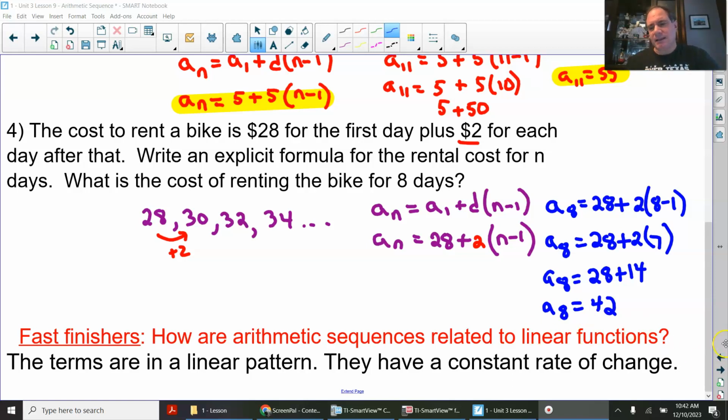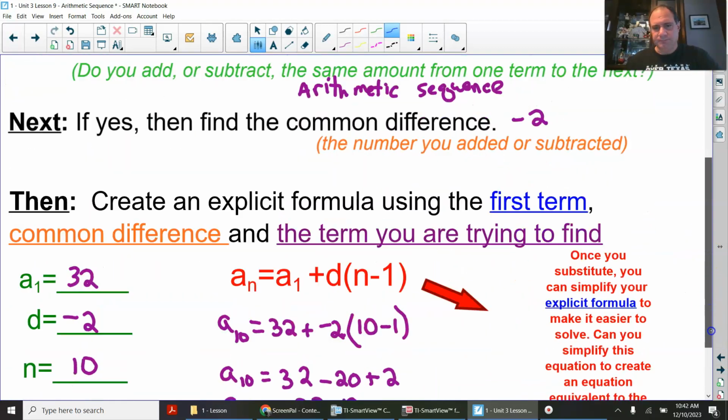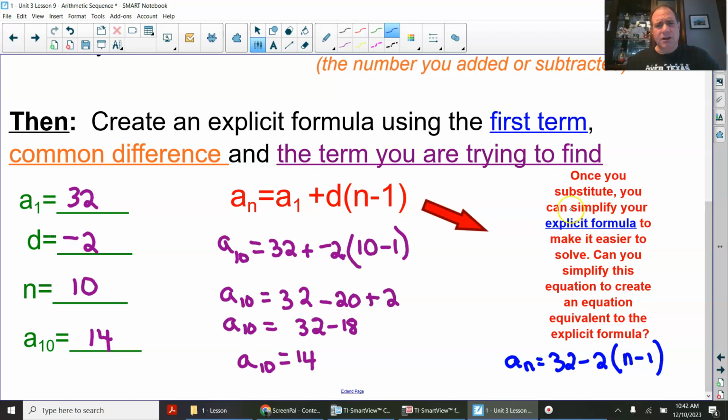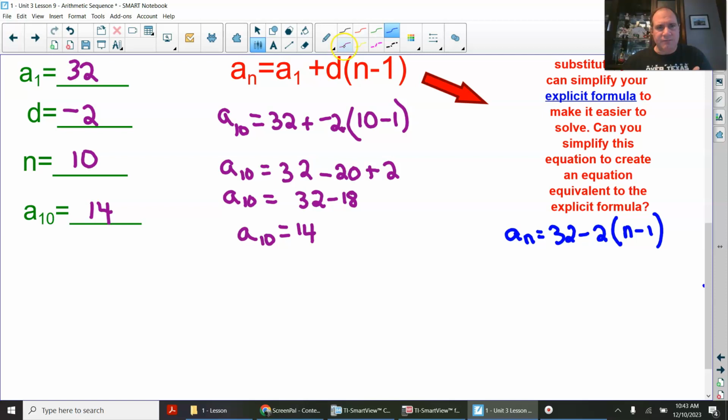The one thing I did skip, let's just go back just 1 second to this right here. Once you substitute into this arithmetic sequence, remember for this one the common difference was -2 and the a sub 1 was the 32. So once you put it in for a sub n, you could go ahead and actually solve this to create a linear equation, right? A y equals mx plus b.